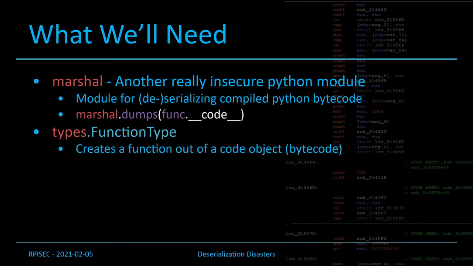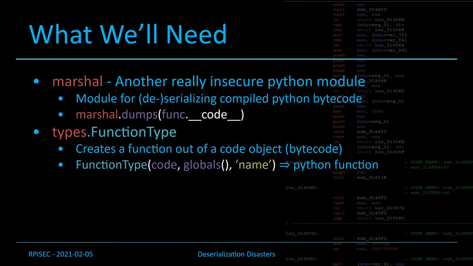Then the types module can create a function out of that code object. All we have to do is give it the code, give it the globals we want it to have, give it a name, Python function. Easy.